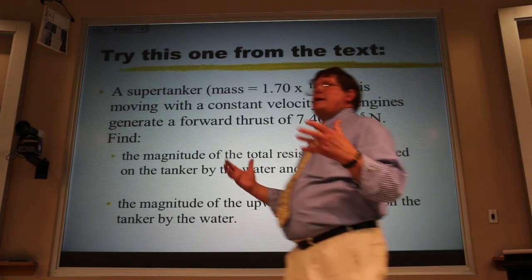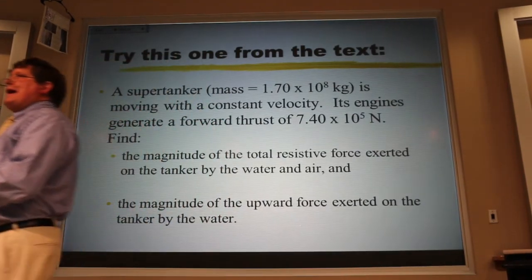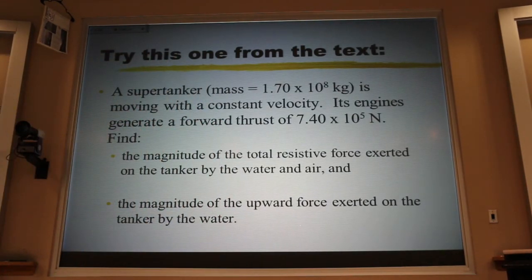Now, every time I assigned this problem, I was guaranteed to have a long line of students outside my door. And nearly every student that walked in my door said the same thing. I have no idea how to start this problem. Well, that's just a lie. You're just looking me in the face and lying to me.